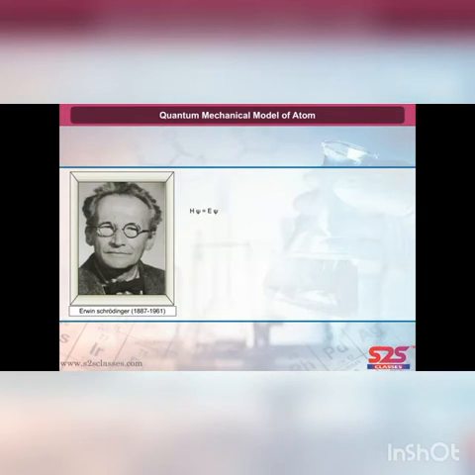Psi gives us the amplitude of the wave. The value of psi has no physical significance. Psi square gives us the region in which the probability of finding an electron is maximum. It is called probability density.